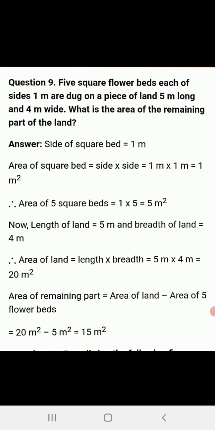Now, what is the length of the land? 5 meter. The breadth is 4 meter. So now we should find the area of the land, that is length into breadth, that is 5 fours are 20 meters square. Now, out of this 20 meters square, only 5 meters square is used for flower beds. What will be the remaining? We'll find it by subtracting them. 20 minus 5 is 15 meters square. Therefore, 15 meters square of area is remaining in the land after making 5 flower beds in it.